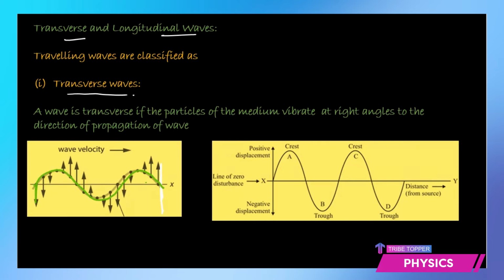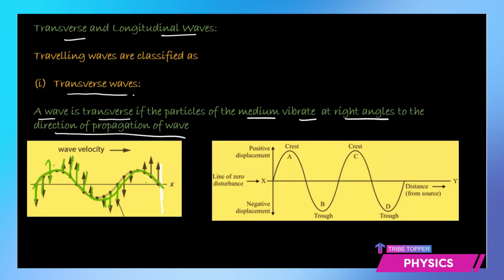So the particles of the medium are vibrating down, up, right? At each instant, they are vibrating perpendicular to the direction of propagation of the wave. Propagation means the direction in which the wave is traveling. So what is a transverse wave? A wave is transverse when the particles of the medium vibrate at right angles to the direction of propagation of the wave. And a transverse wave travels or moves in the form of crests and troughs.